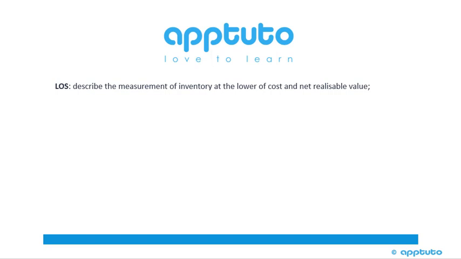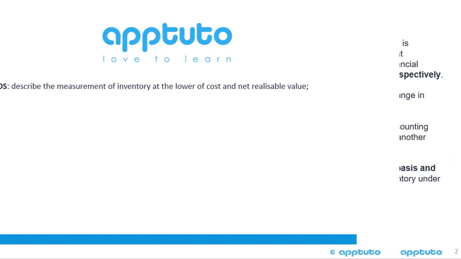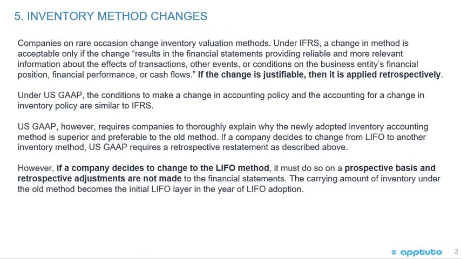This LOS is to describe the measurement of inventory at the lower of cost and net realizable value. Before we jump into the lower of cost or net realizable value, just take a second here to look at inventory method changes. So companies on rare occasion change inventory valuation methods.